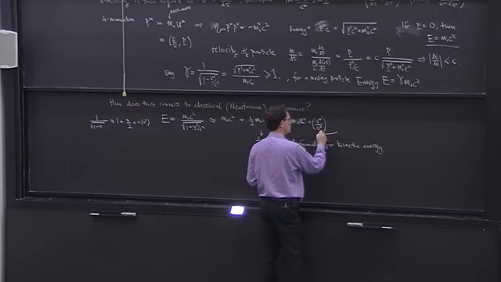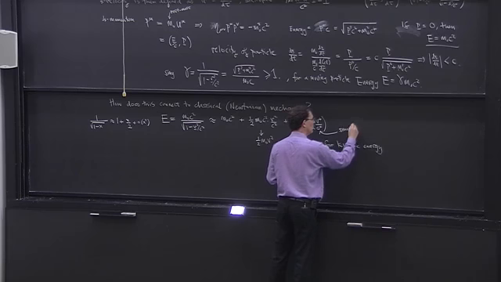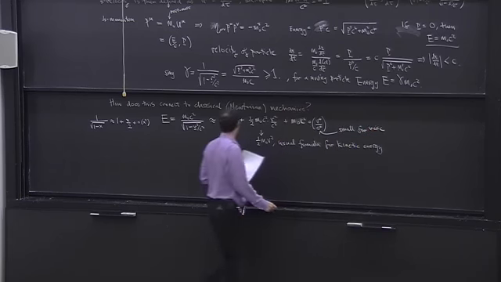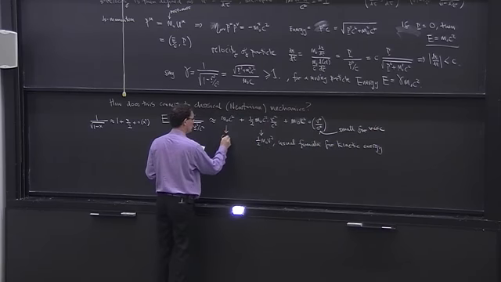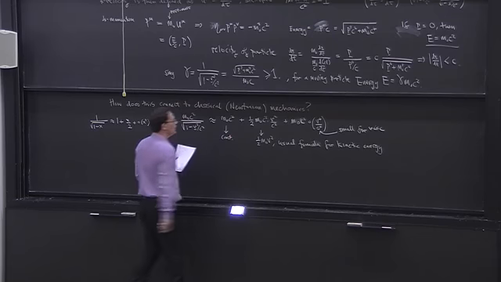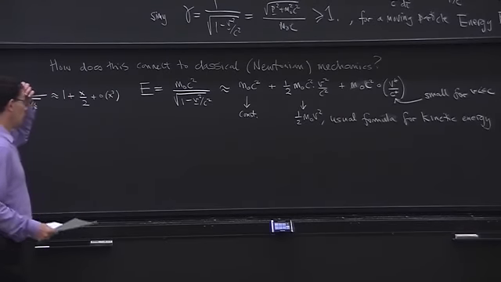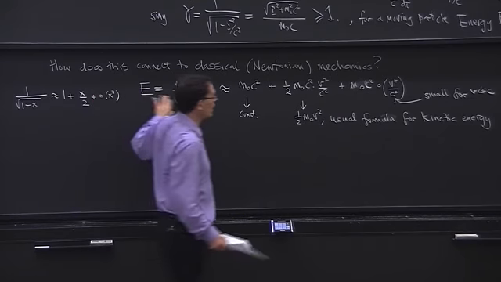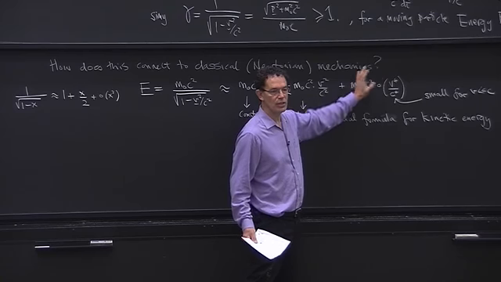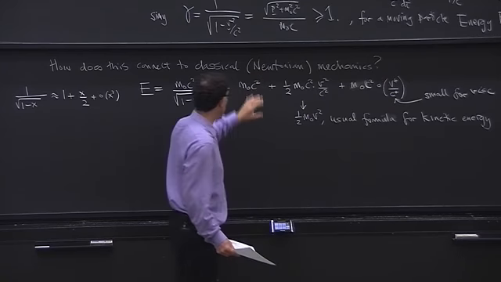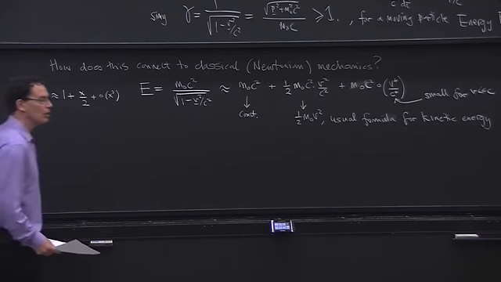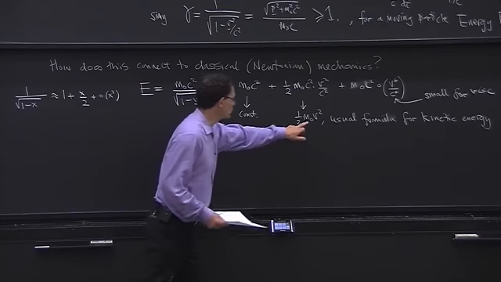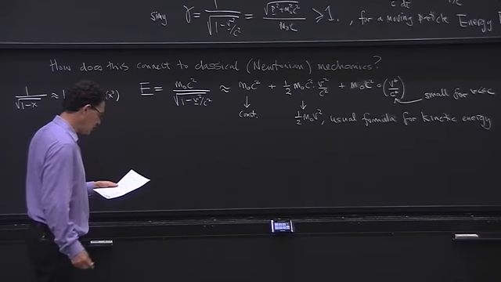Okay, this is small for v much less than c, and this is a constant. So this formula for the energy is completely consistent with classical mechanics, Newtonian mechanics, in the limit of small velocities, because I neglect this correction. That's just a constant, so it doesn't affect energy conservation, and this is the usual formula for kinetic energy.